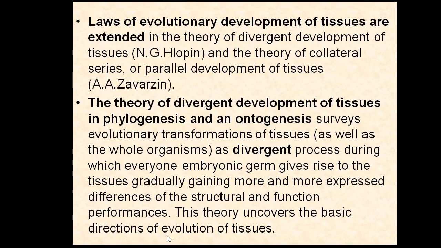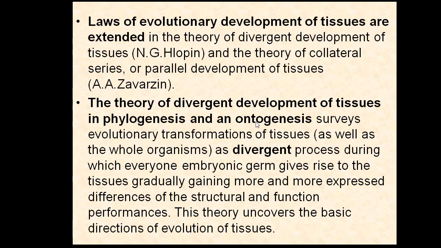In the 20th century, some scientists created the laws of the tissues. First of all, it is the theory of divergent development of the tissues in phylogenesis and ontogenesis.